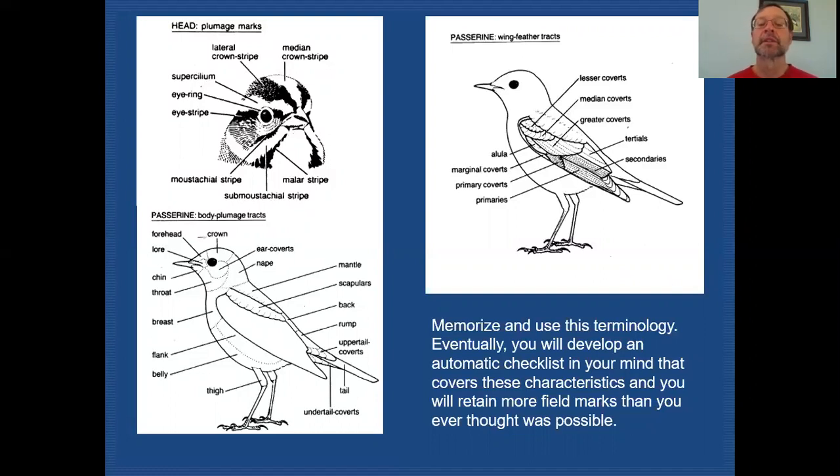The last illustration that we have here on the top is starting out showing what the different feather tracks are in the wing, and we start out with lesser coverts, then median coverts, greater coverts, tertials, secondaries, primaries, primary coverts, marginal coverts, and alula.